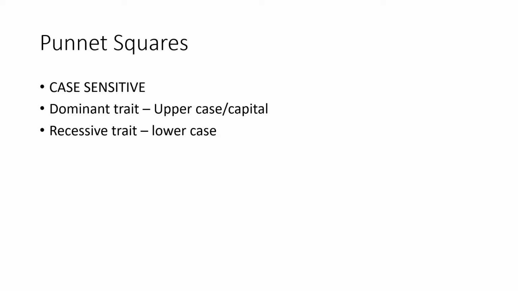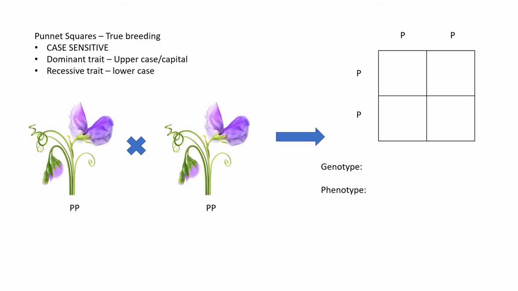With Punnett squares, it's really important that we remember that dominant alleles are denoted by uppercase or capital letters, and recessive alleles are denoted by lowercase letters. The dominant and recessive alleles are case sensitive, and it's very important. The first thing we're going to try with the Punnett squares are true breeding plants. In one of Mendel's first experiments, he got two true breeding plants and he crossed them together.